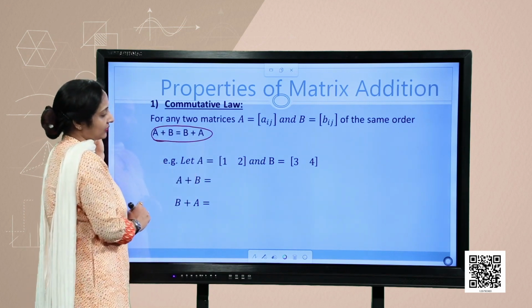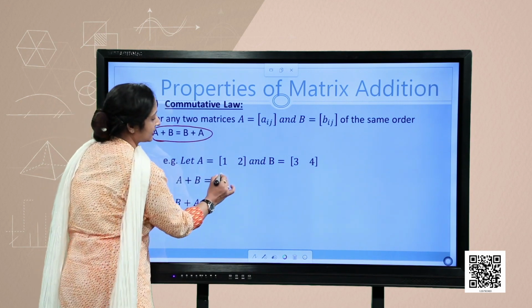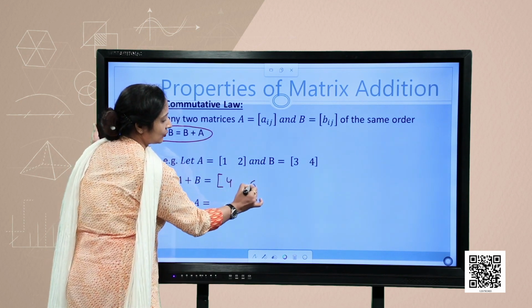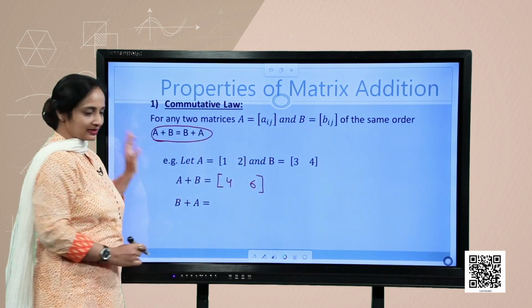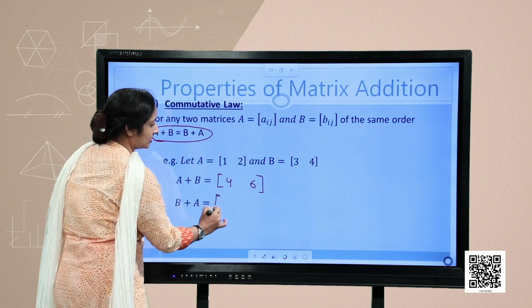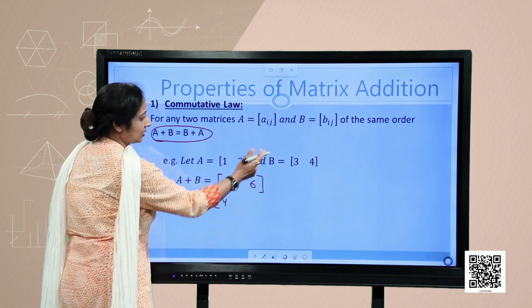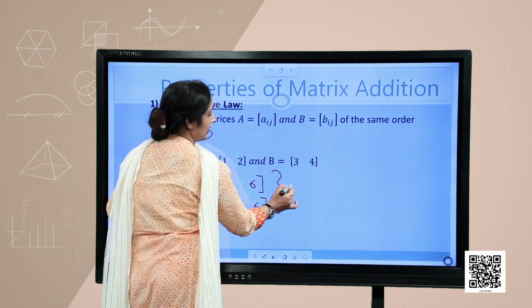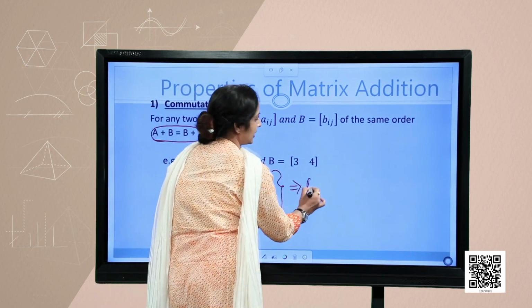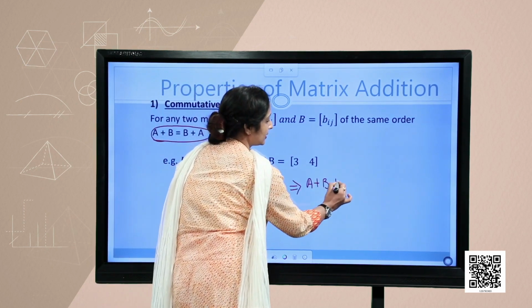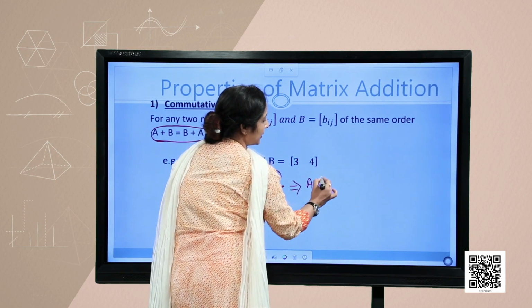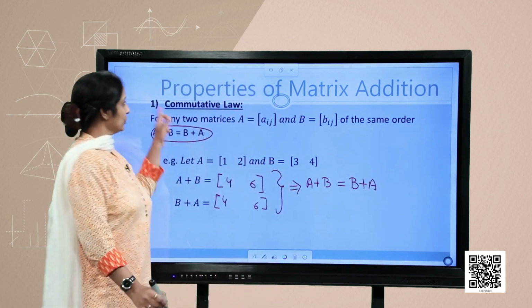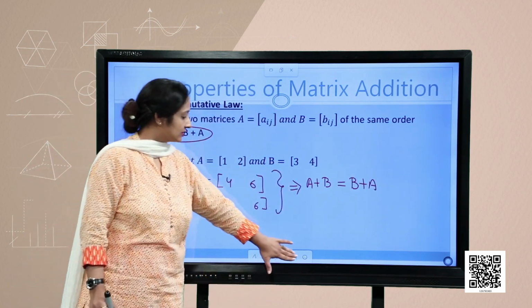For example, this is the matrix A, 1, 2 and that is matrix B. So, answer is 1 plus 3, 2 plus 4. B plus A, add in the reverse order: 3 plus 1, 4 plus 2. And you can see that both of them are equal. That means you can conclude A plus B is equal to B plus A, and that proves commutative law for the given matrices.